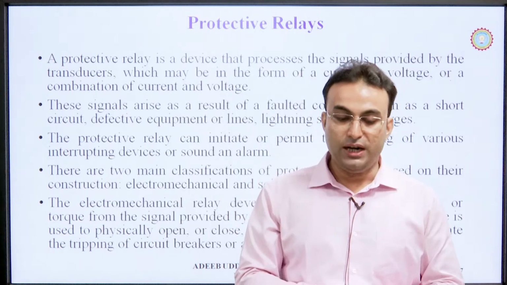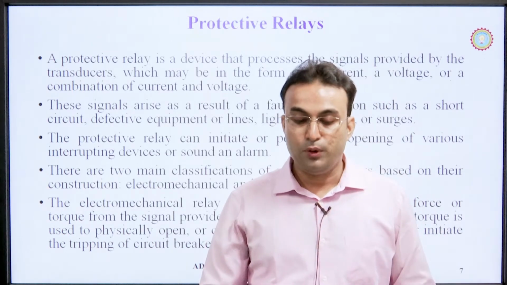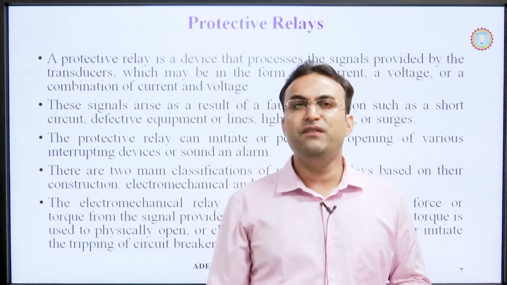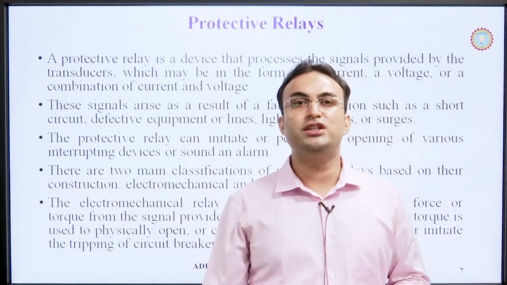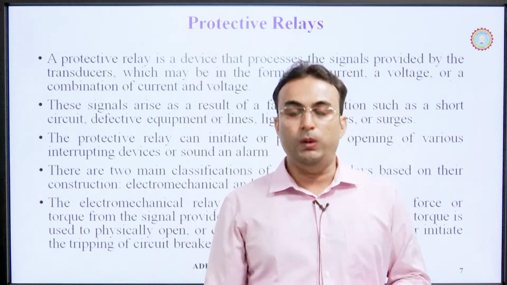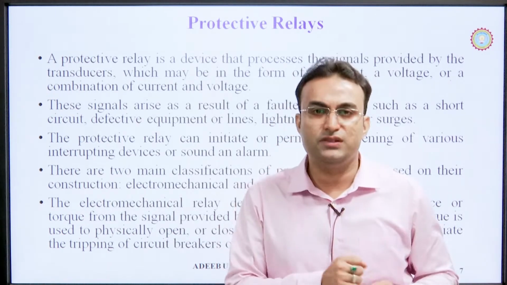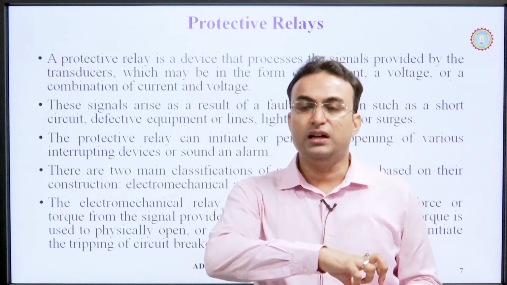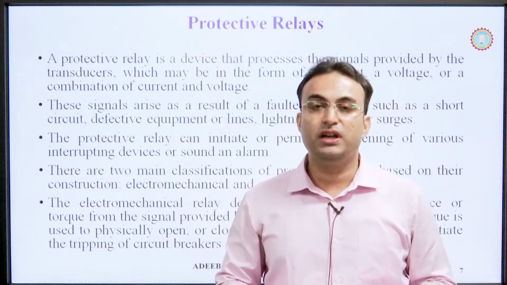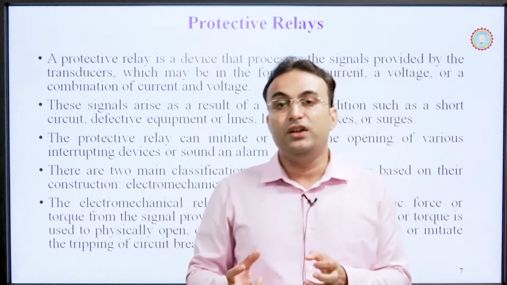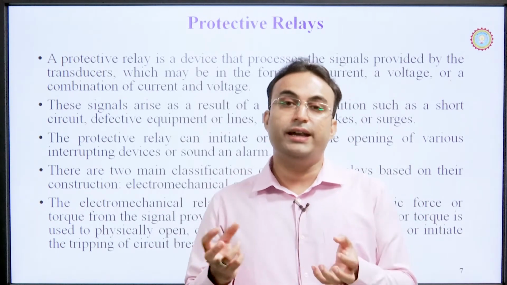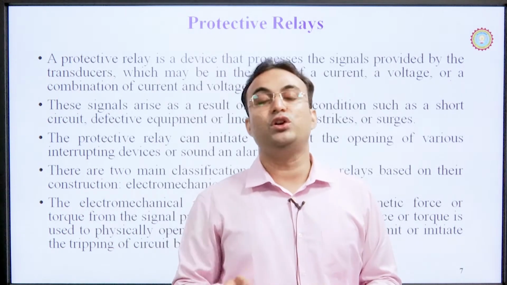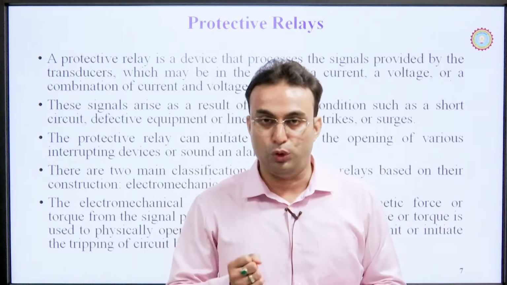A protective relay is a device that processes a signal provided by the transducer, which may be in the form of current, voltage, or a combination of these two. The current transformer gives the current, and the potential transformer gives the voltage. So, in the relay we use the current or voltage, or a combination of current and voltage coming from the CT and the PT both.